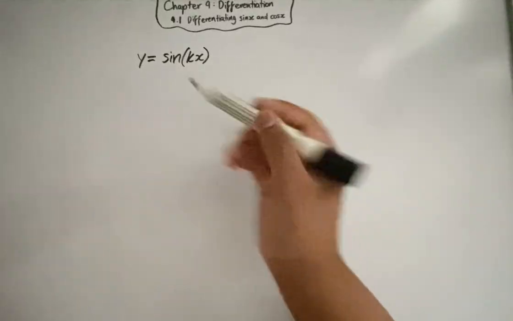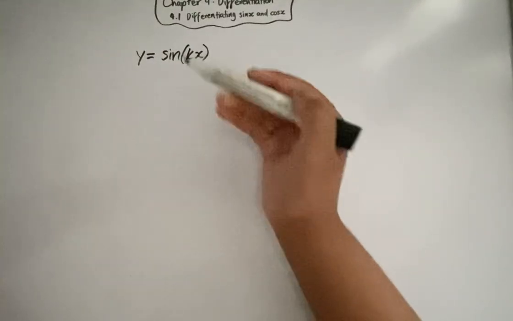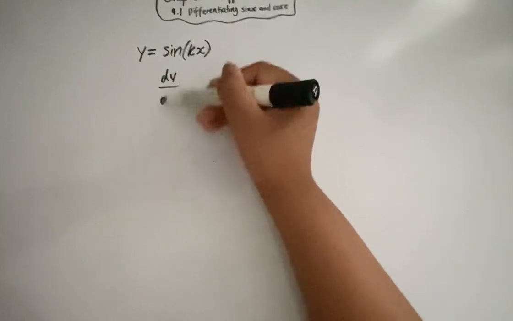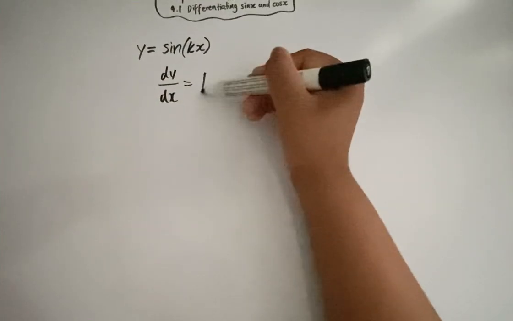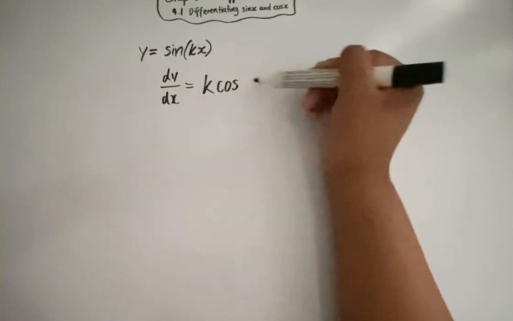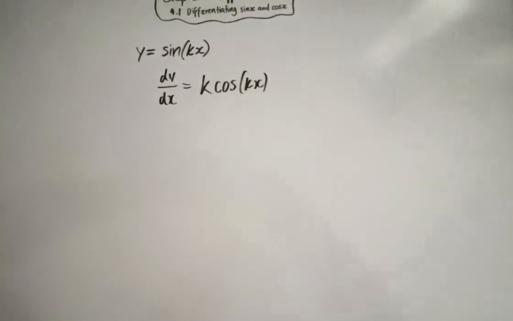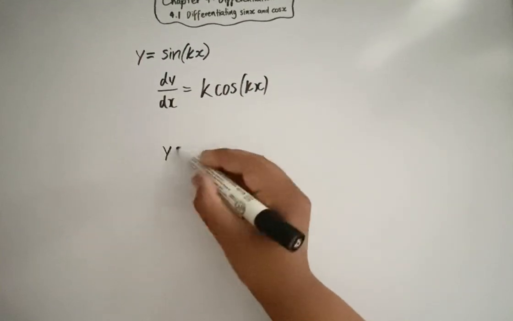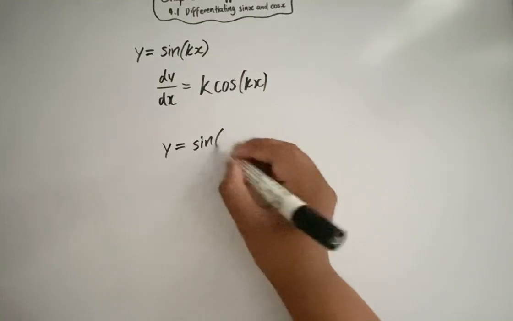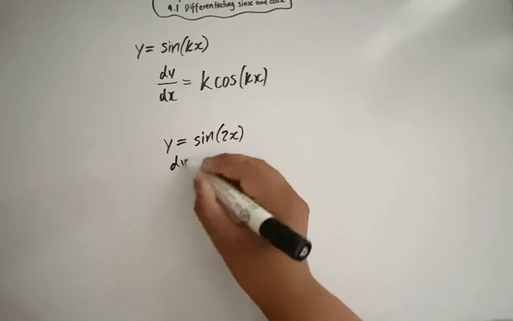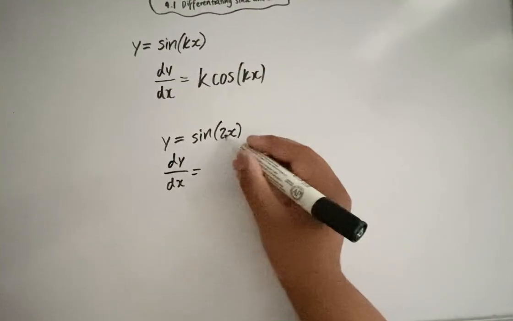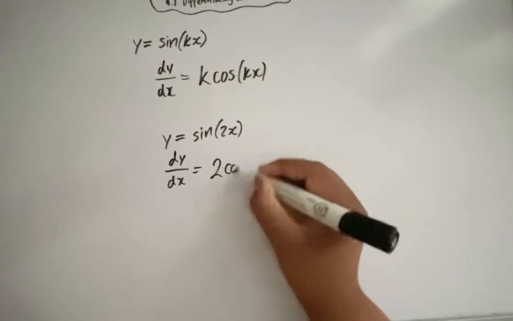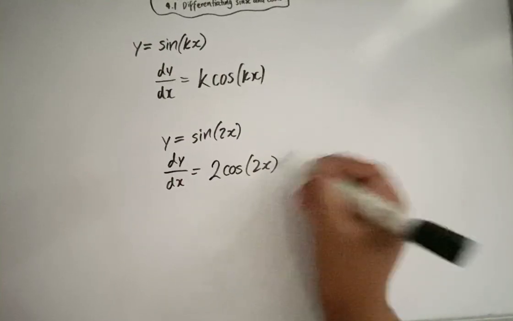You can say generally that if y is equal to sin of kx, then dy over dx, the derivative, will be k times cos of kx. For example, if y was sin of 2x, then dy over dx would be, take the 2 out, it would be 2 cos of 2x.